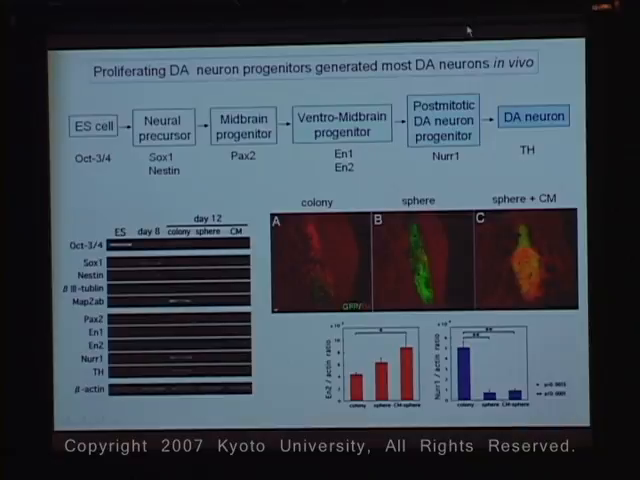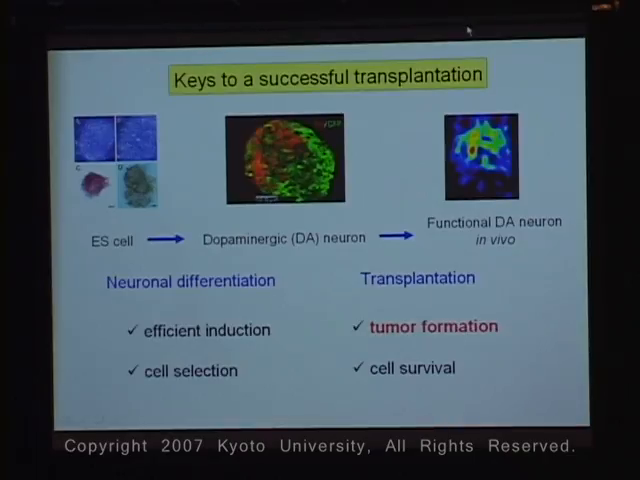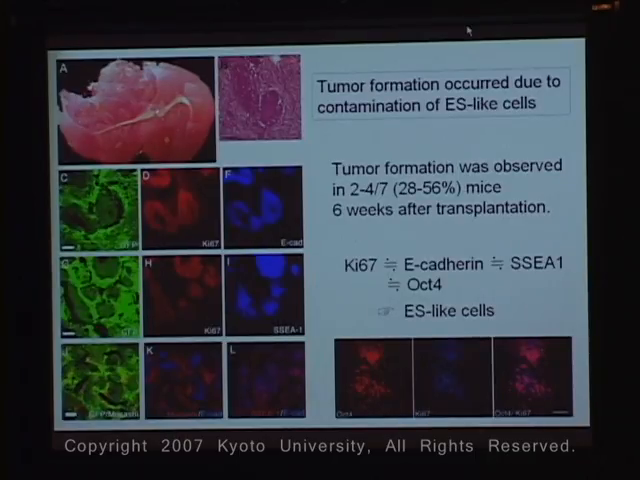So for the optimal graft donors, we suppose that these proliferating dopaminergic neuron progenitors will be better than these more immature or mature cells. But here is a problem, because they are proliferating. So there is another problem of tumor formation. Actually, we encountered these tumors in the brain in about one third or a half of the mice 6 weeks after transplantation. So what is the cause of the tumor formation?